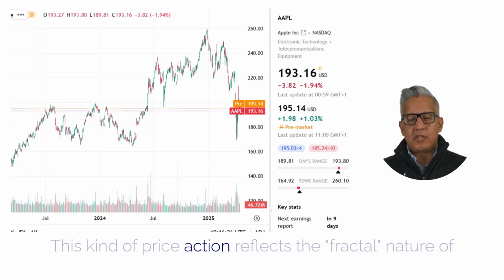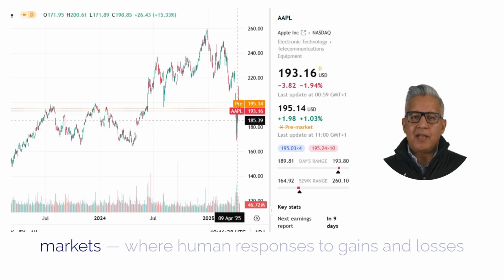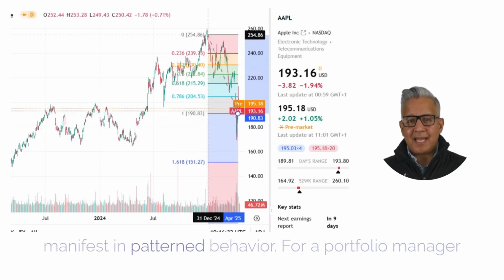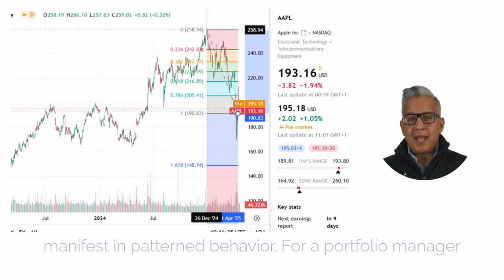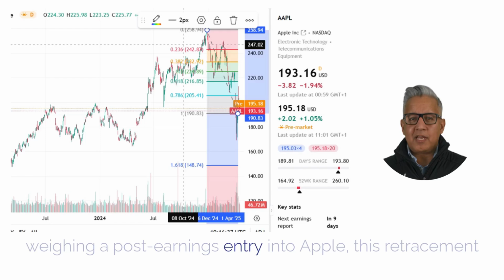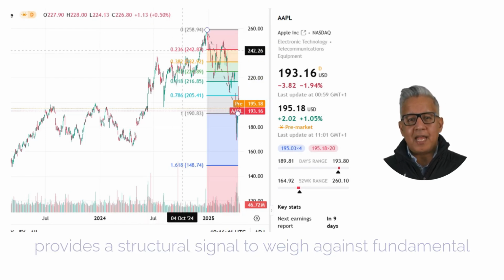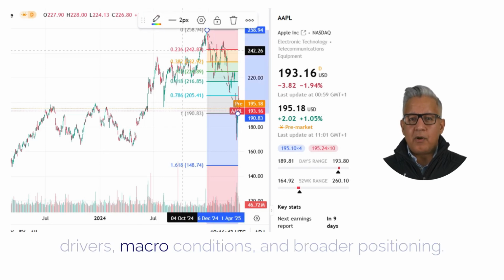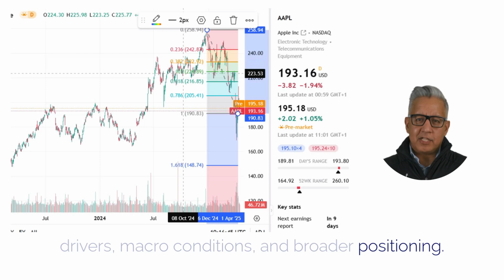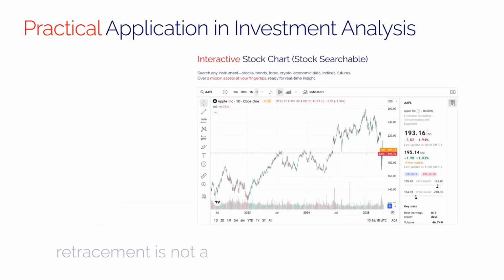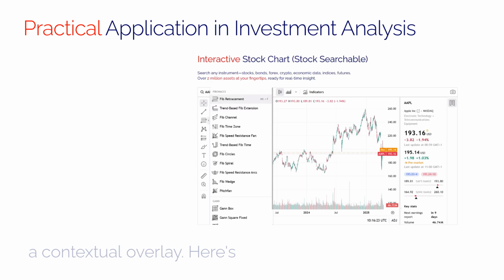This kind of price action reflects the fractal nature of markets, where human responses to gains and losses manifest in pattern behavior. For a portfolio manager weighing a post-earnings entry into Apple, this retracement provides a structural signal to weigh against fundamental drivers, macro conditions, and broader positioning. For the modern investment analyst, Fibonacci retracement is not a standalone strategy, but a contextual overlay. Here's how it can be deployed effectively.